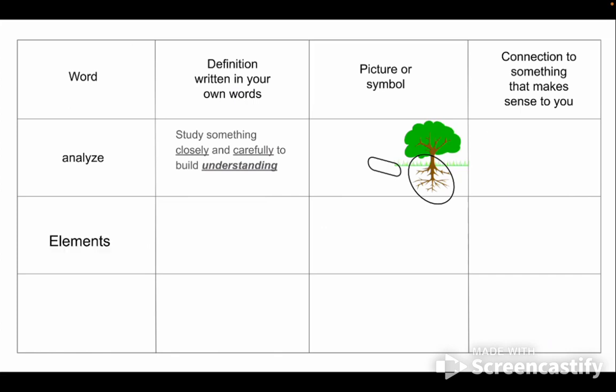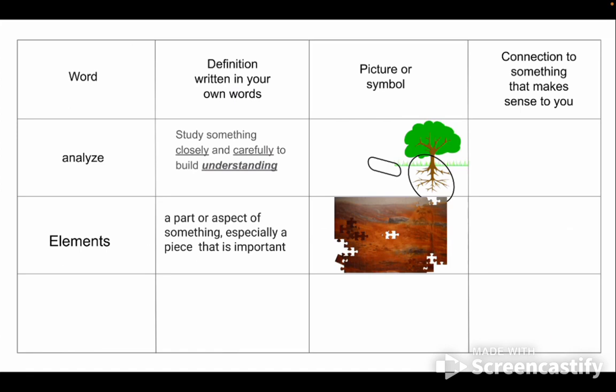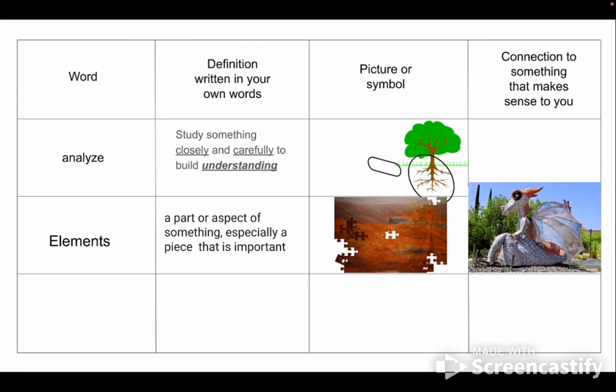Then the next word is going to be elements. The definition for that is a part or aspect of something, especially a piece that is important. So the picture that I picked for that is a puzzle piece, or a puzzle with pieces missing. You can see that there's an overall picture, but there are individual pieces to it. And a connection to that is the big dragon that's at that roundabout. As a whole, it's a dragon, but individually, it's made up of license plates. So that helped me remember elements.